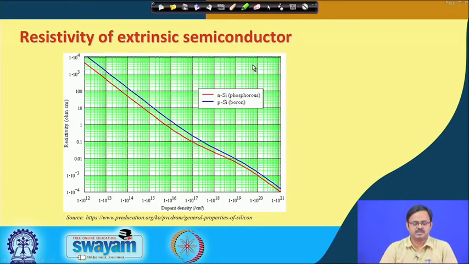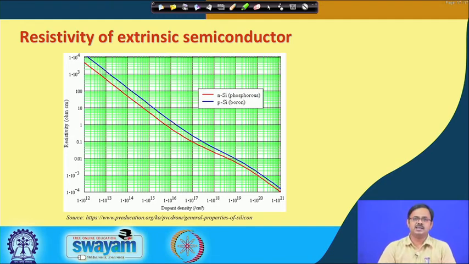If you see, this is a plot that I have from a certain source, which is mentioned over here. On the x axis is the dopant density, the number of atoms per cc or per unit volume, and on the y axis we have the resistivity in ohm centimeters. It is silicon again. The red line is n-type doped silicon where the dopant is phosphorus, and the blue line is p-type doped silicon where the dopant is boron.